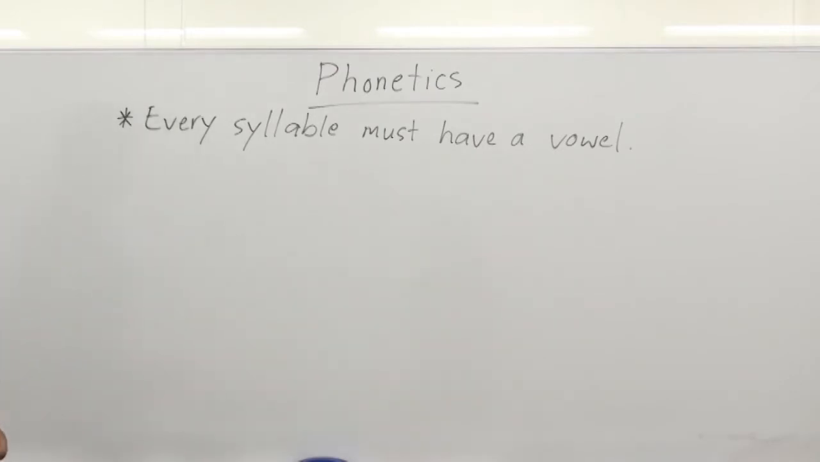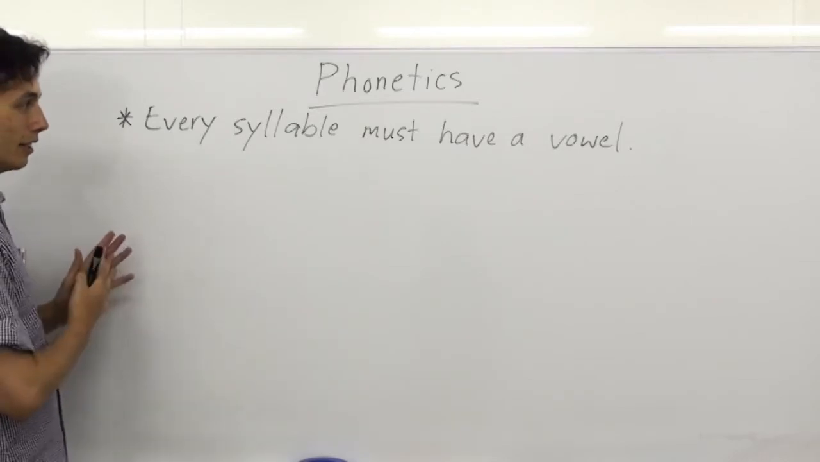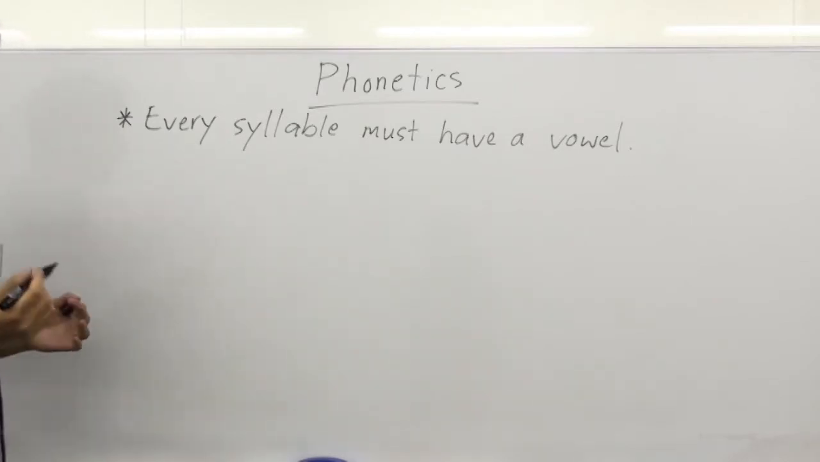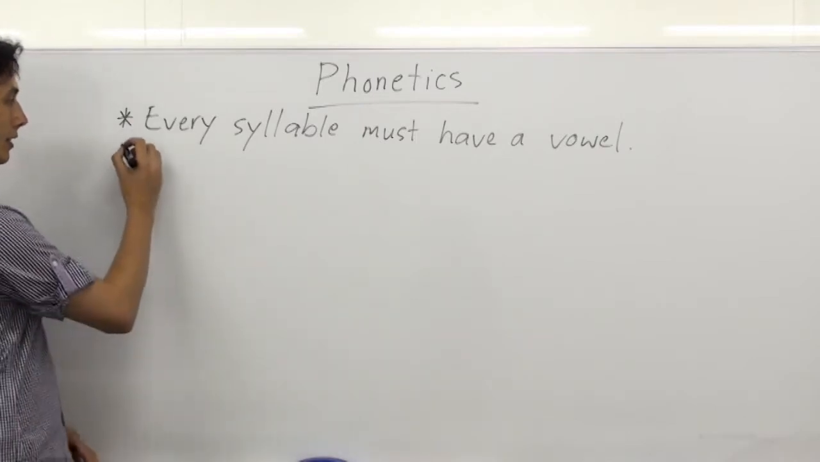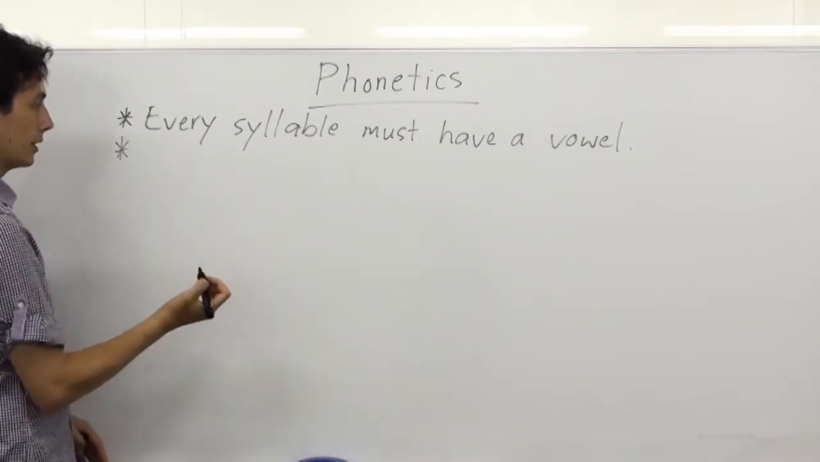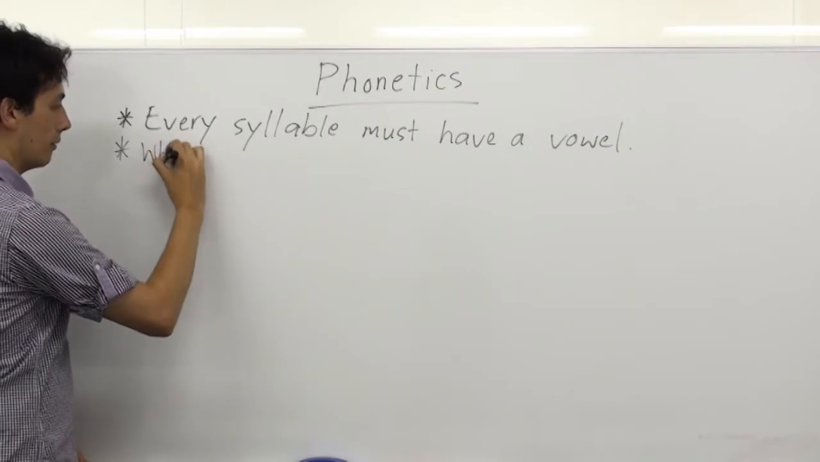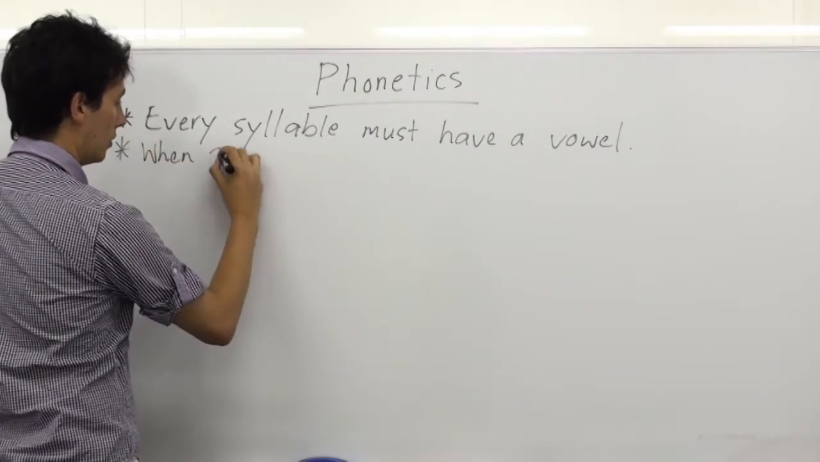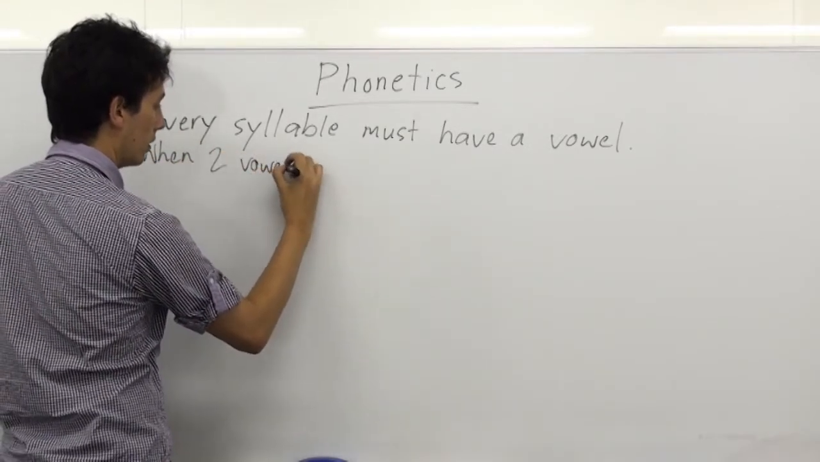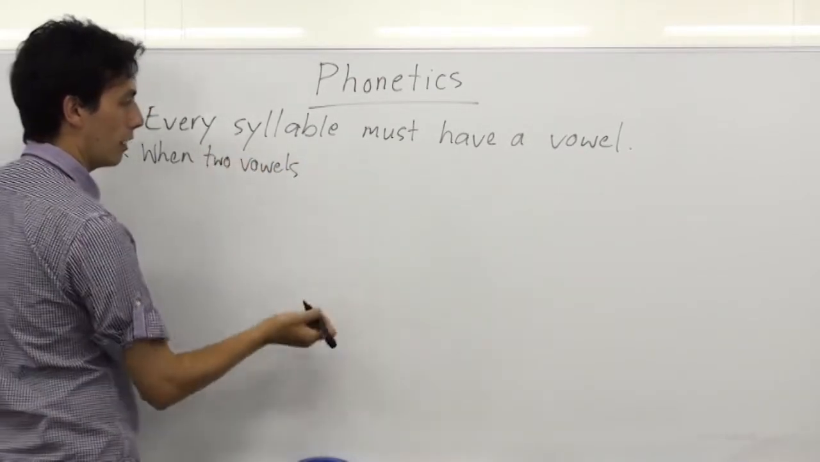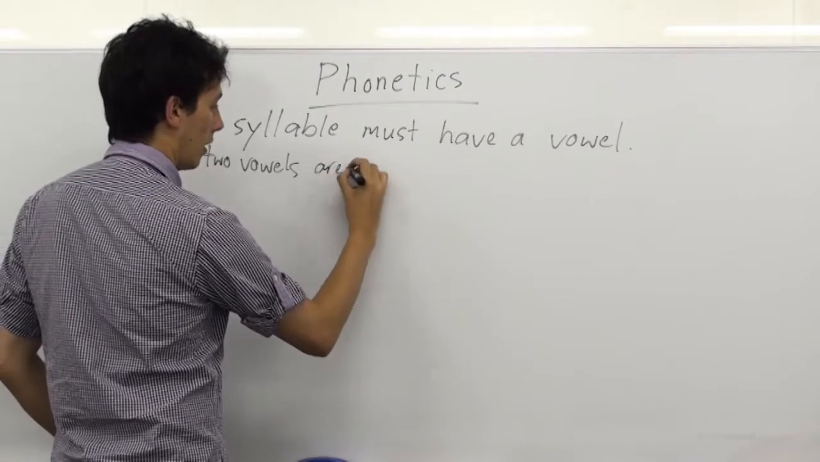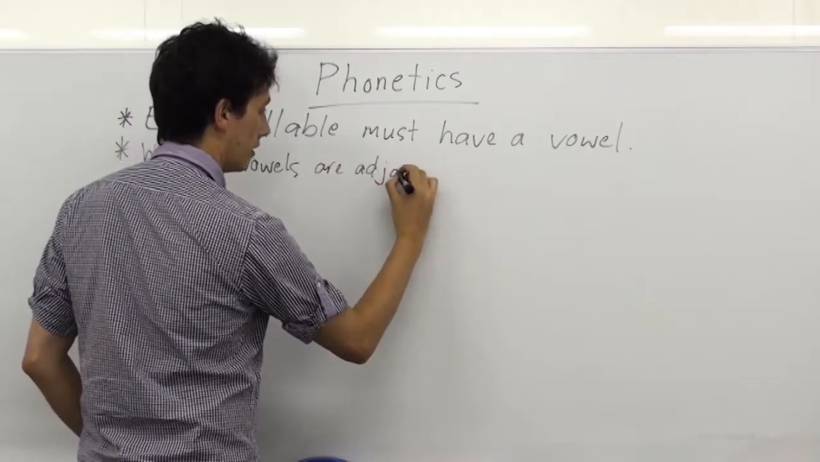The next rule is when 2 vowels are next to each other, usually the first vowel makes the sound and the second vowel is silent. I'll show you some examples. So let's see, when 2 vowels, sorry, there should be 2 vowels are adjacent.